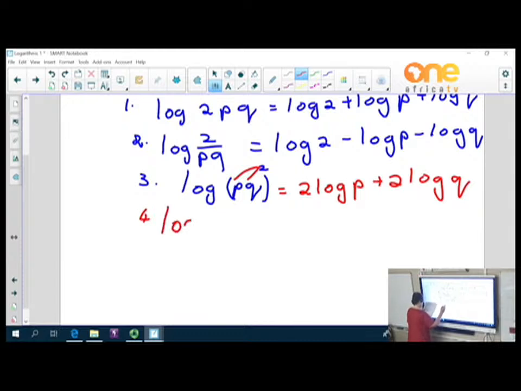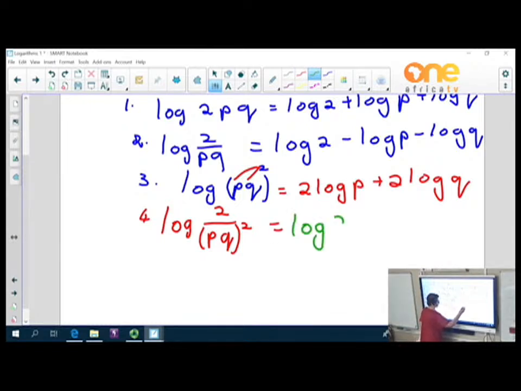Number 4, log 2 over PQ squared. Again, you will square each one there. Here it will be log 2. I'm dividing, so I'm subtracting now. Each one will be to the power of 2, so it's minus 2 log P minus 2 log Q.